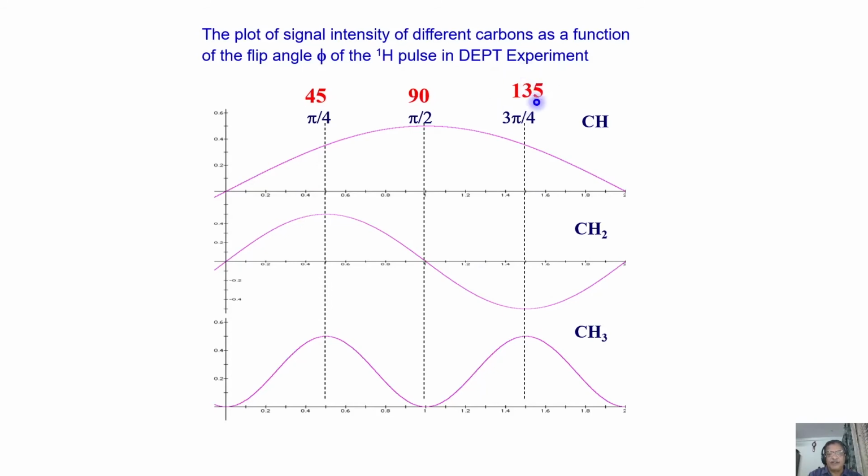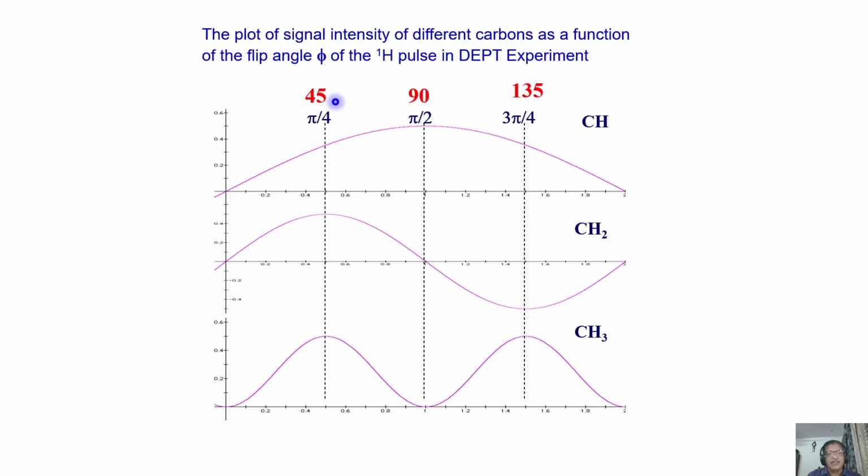When you do DEPT 135, simply look at the peaks with negative intensity. They all correspond to carbons attached to two protons. These are CH2 carbons. So are you identified? When you use DEPT 90, you identified only CHs. In DEPT 135, find out all the peaks with negative intensity, negative peaks. Then you know that there are CH2s. So do this experiment and this experiment. Then you can identify the leftover peaks. Those are CH3 peaks.